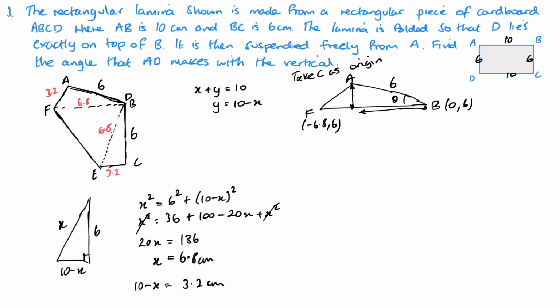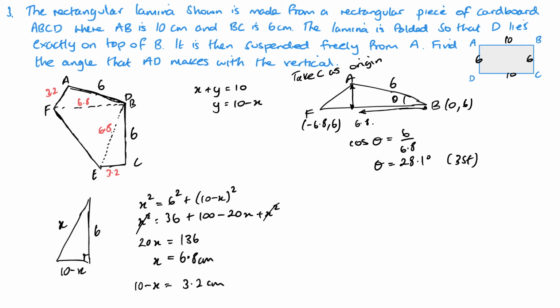So if I use the 6.8 and the 6, or the 6.8 and the 3.2, it doesn't really matter here. But let's go with the 6.8, which is all the way across. So we've got cos theta is adjacent over hypotenuse. And that gives me 28.1 degrees to 3 significant figures. Of course, I'm going to use the full value though in the calculator.